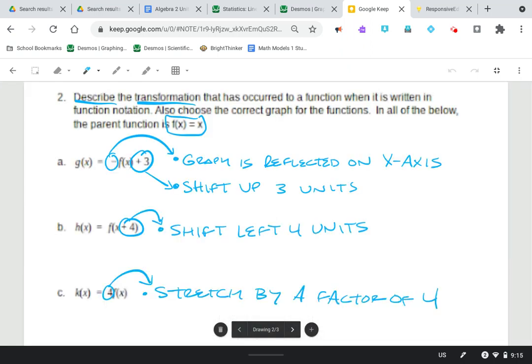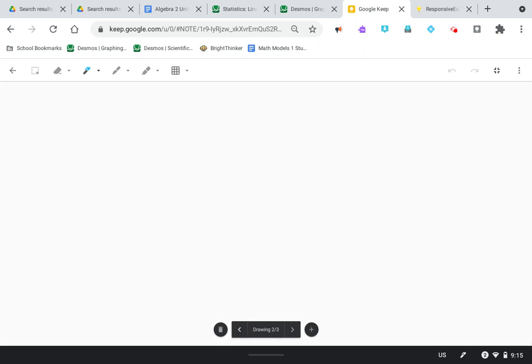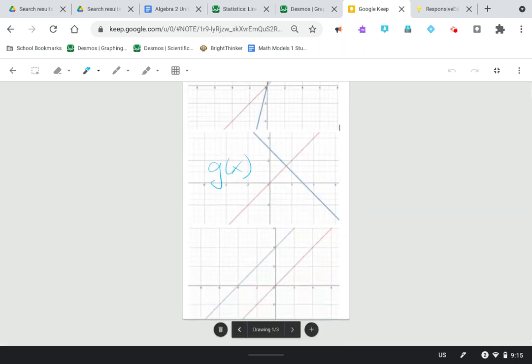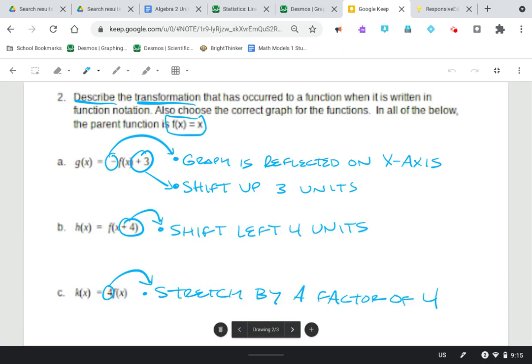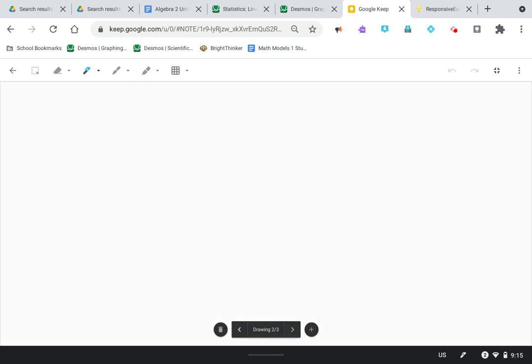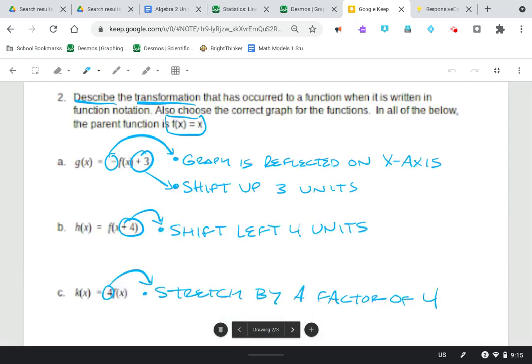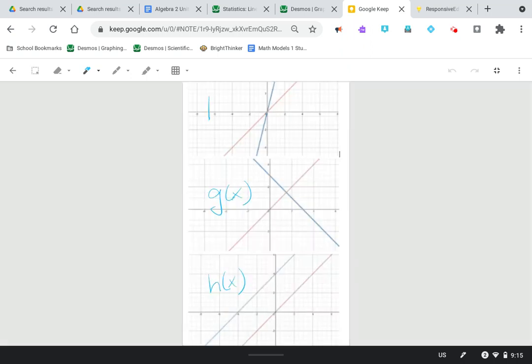Okay, and then look, going back over to the other one. This next one is going to be shifted to the left 4 units. No change in the slope or anything like that. So that's going to be down here. That's going to be h(x). And then the last one is stretched by a factor of 4. So that means, I think that one is k(x) right there.